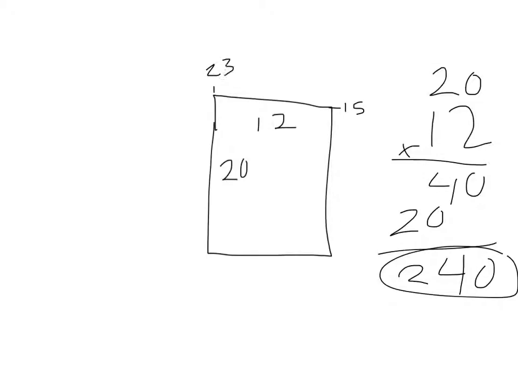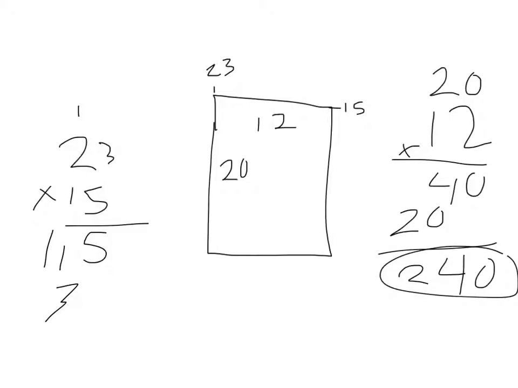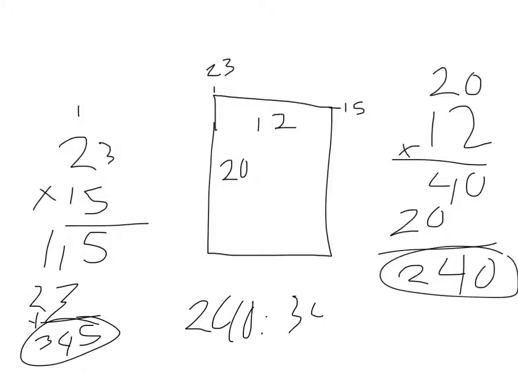Now, we have to add 3 again, which would be 15 and 23. And so now we have to do 23 times 15. So, 3 times 5 is 15. Carry the 1. And 2 times 5 is 10, plus 1 is 11. 3 times 1 is 3, and 2 times 1 is 2. So plus, and then 5, 4, 3 is our second one. And so the final ratio would be 240 to 345.